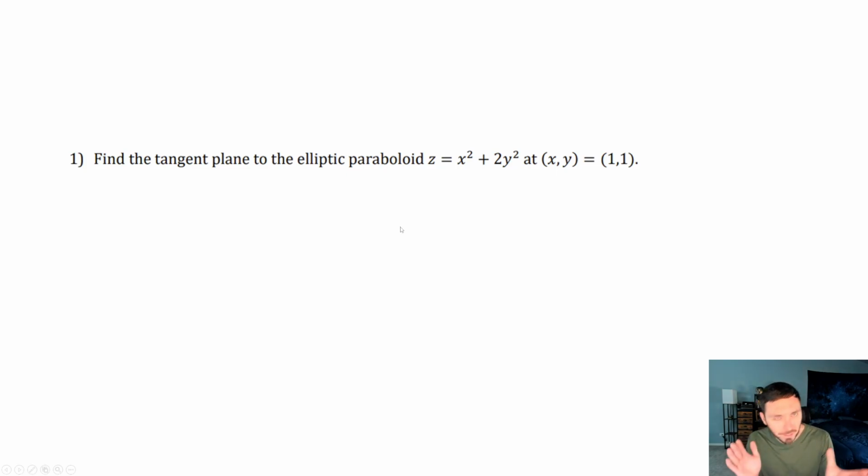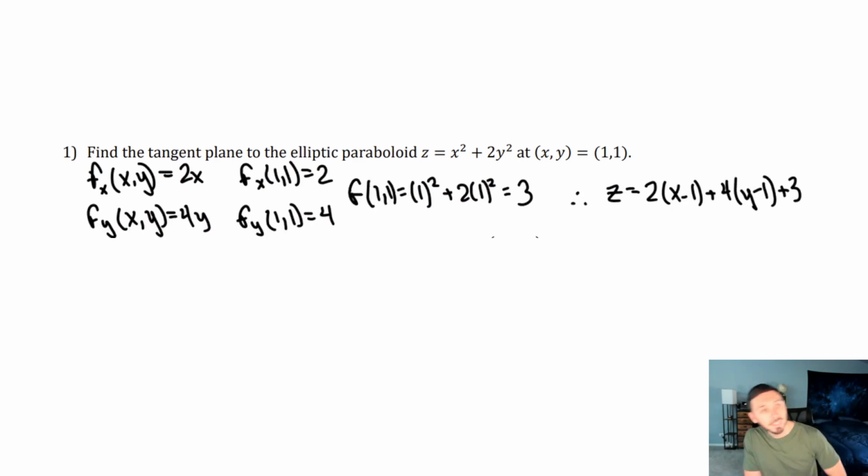Okay, so let's just do a few examples. Find the tangent plane to the elliptic paraboloid at (1, 1). So you're going to find the partials, plug in (1, 1), and then plug (1, 1) into the original and slap it into the equation. That's the ebb and flow. It's just tangent line, but one extra step. 3, 2, 1. Not the world's worst problem of all time, right?